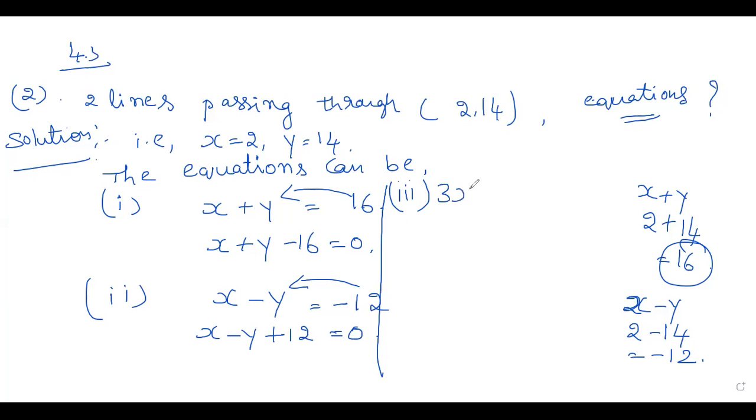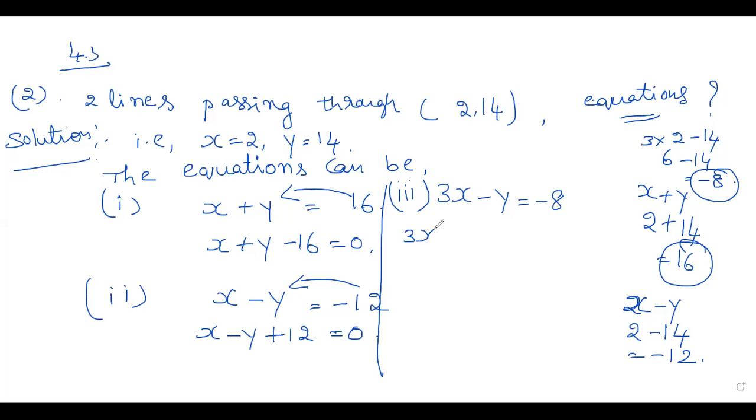I will write 3x minus y is equal to minus 8. So I have written 3, or you can write 2 or any number, no problem. Okay, 3 into, what is x here? It is 2 minus 14. What is the answer here? 3 into 2 is 6 minus 14. 6 minus 14 is minus 8. Okay, I have written the 8 here.